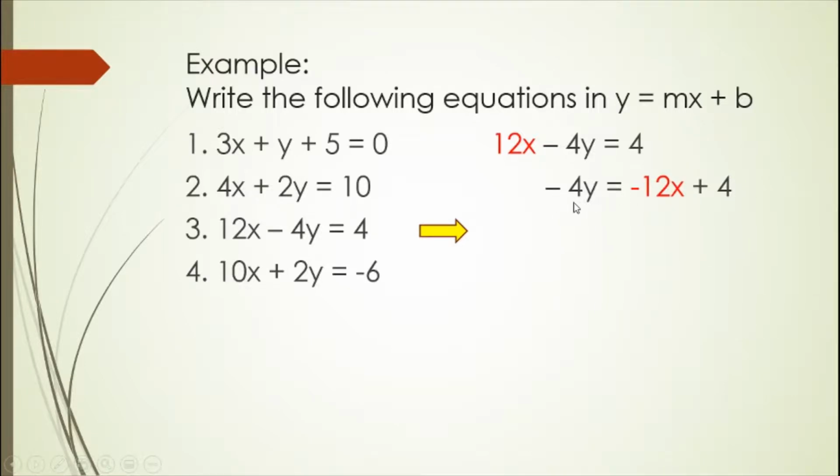Now, again, we want to remove negative 4 on y. So, what we're going to do is we're going to divide both sides of the equation by negative 4. So, our answer is y equals to 3x minus 1.